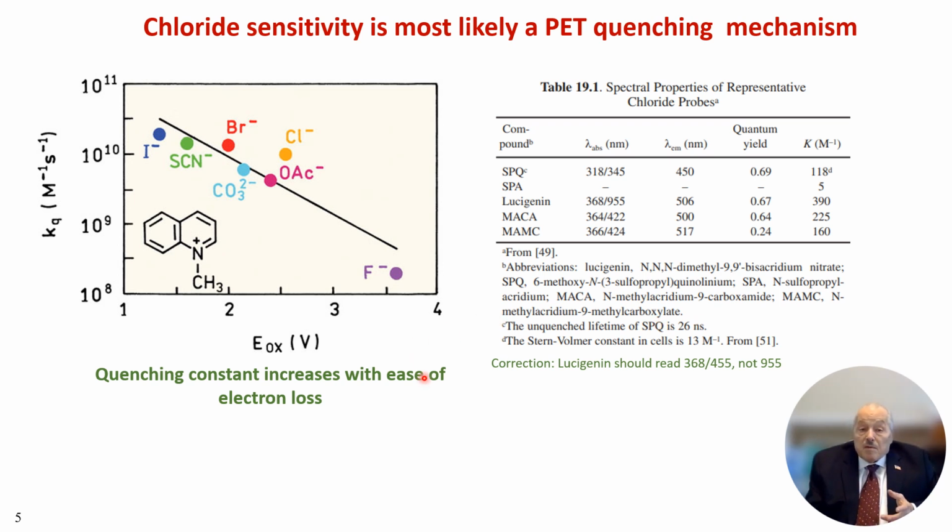The mechanism of quenching is most likely a PET quenching mechanism, photo-induced electron transfer. You can tell that by looking at the quenching constants for a variety of different ions, and you see that the quenching constants increase for ions that most easily give up their electrons. So iodide is more effective than chloride because iodide is more willing to give up an electron in a PET process.